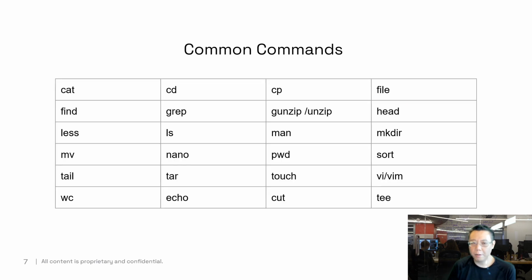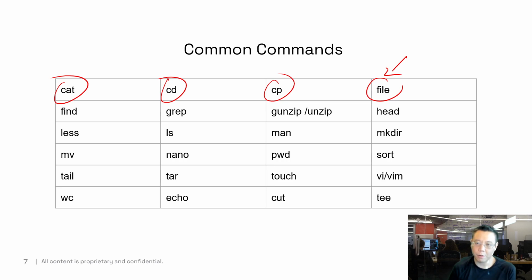Now let's look at some common commands. We'll touch on all of these throughout our module. We have cat, which means basically concatenate, view a file. We have cd, which means change directory. cp means copy. File will actually do something quite interesting. That one actually says, hey, are you the correct file that we think you are?